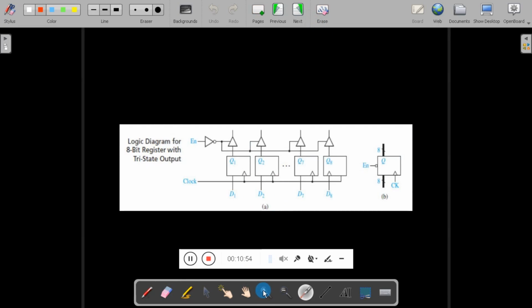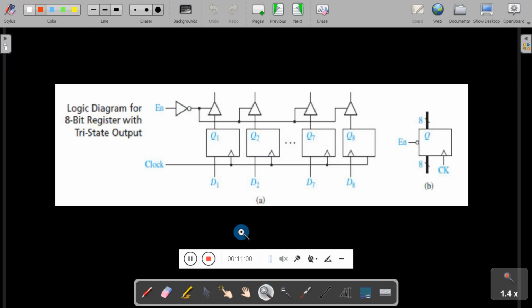In this diagram you can see we have grouped 8 D-type flip-flops. The inputs to those flip-flops are D1, D2, D3, D4, D5, D6, D7, D8. So 8 flip-flops are connected together, and the outputs of these flip-flops are connected to tri-state buffers with the enable signal. All the flip-flops are driven by a positive edge triggered clock as shown here.